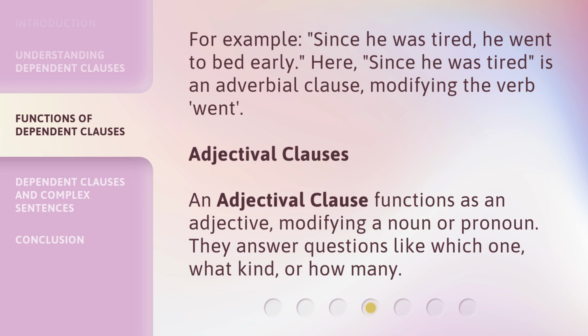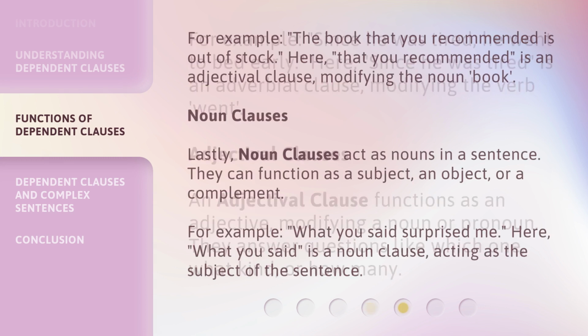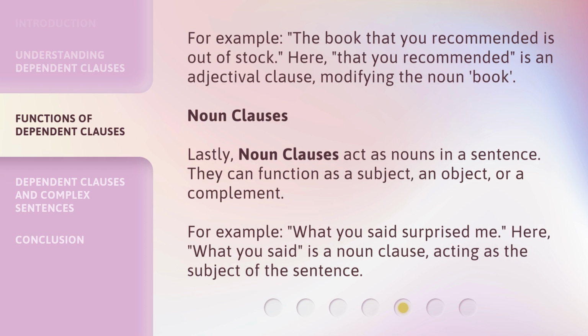Adjectival clauses. An adjectival clause functions as an adjective, modifying a noun or pronoun. They answer questions like which one, what kind, or how many. For example, "The book that you recommended is out of stock." Here, "that you recommended" is an adjectival clause, modifying the noun "book."